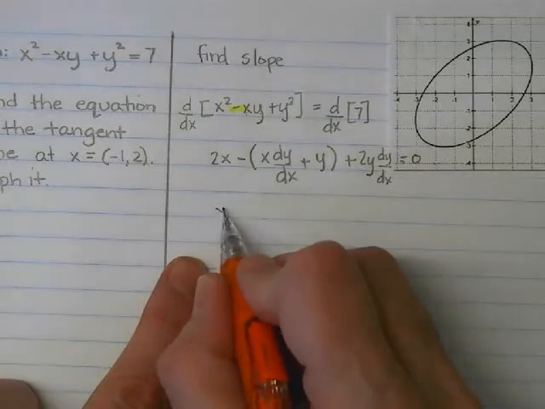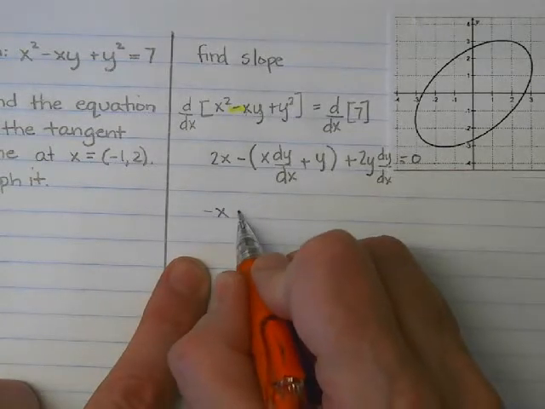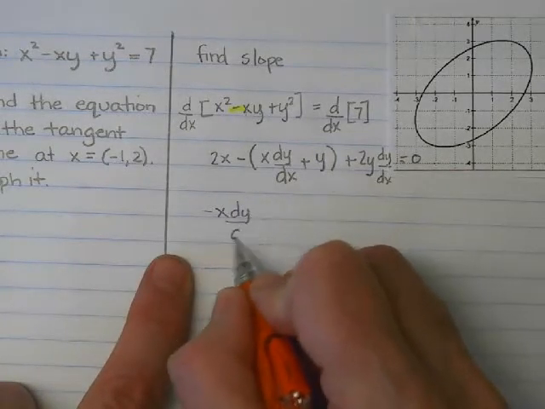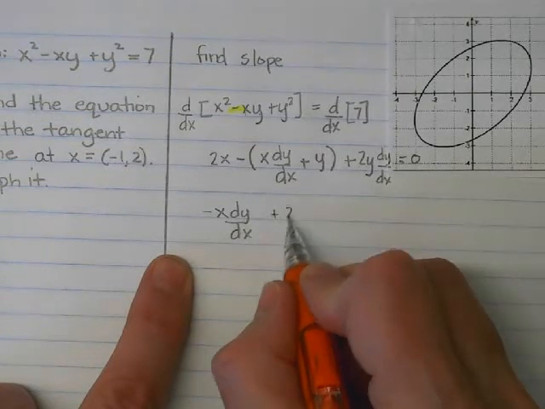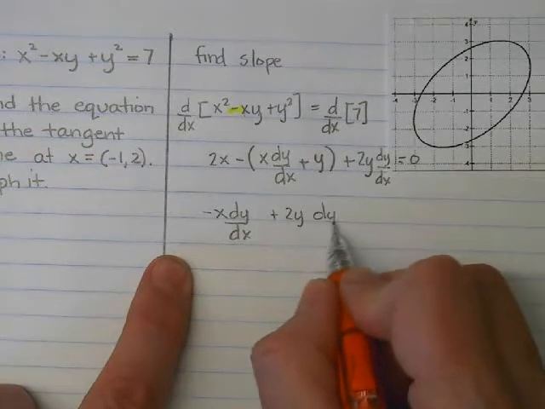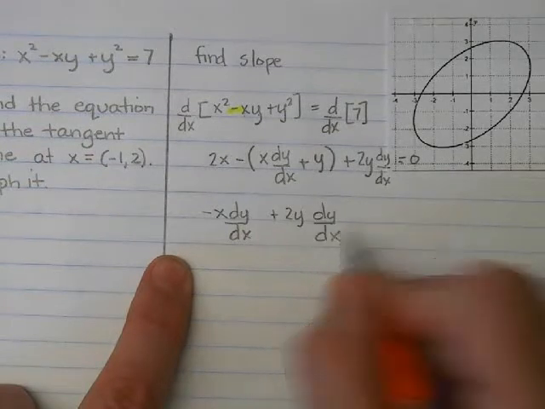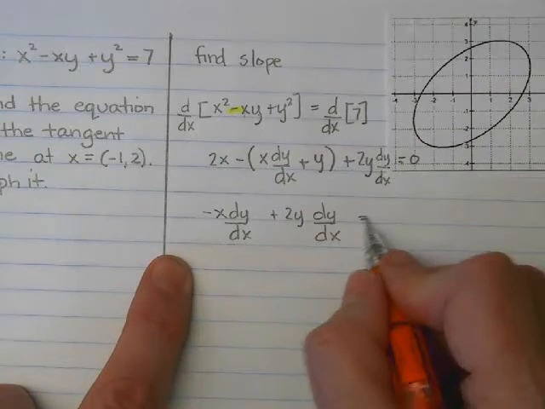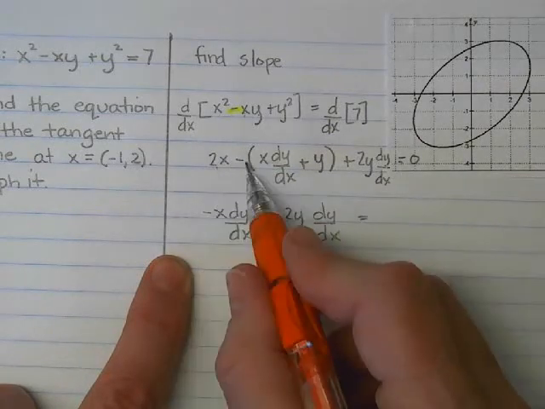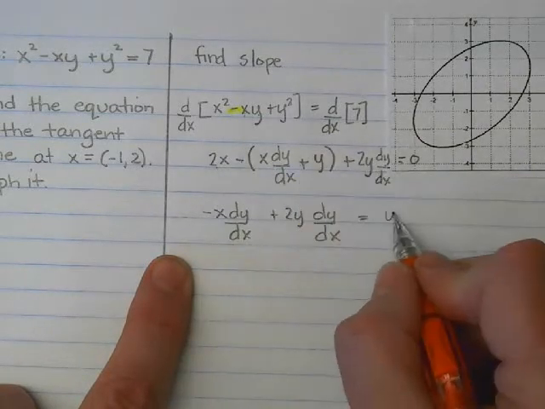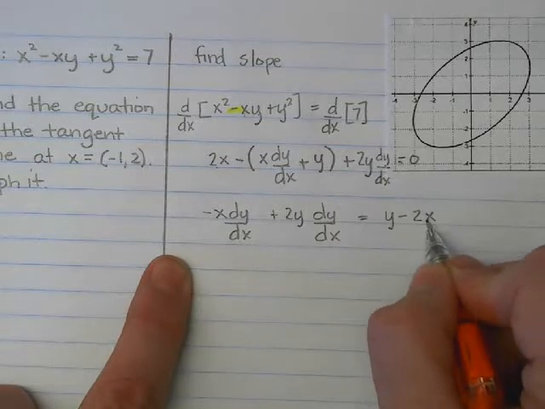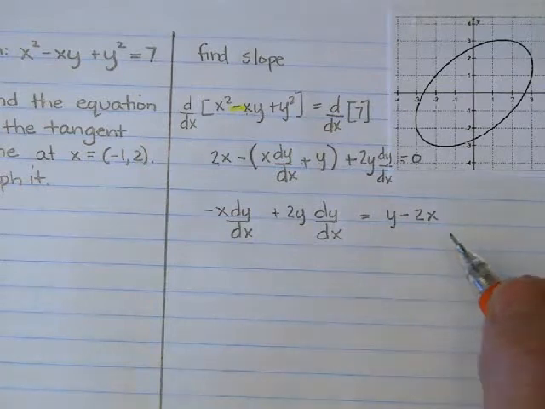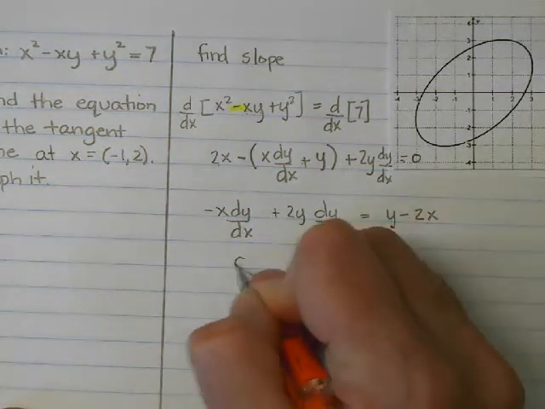Let's see, we've got 2x, negative x dy/dx, plus 2y dy/dx. This is going to become a negative y, so it's going to come to the right. It's going to be a positive y. Okay, so then I'm going to write that dy/dx.